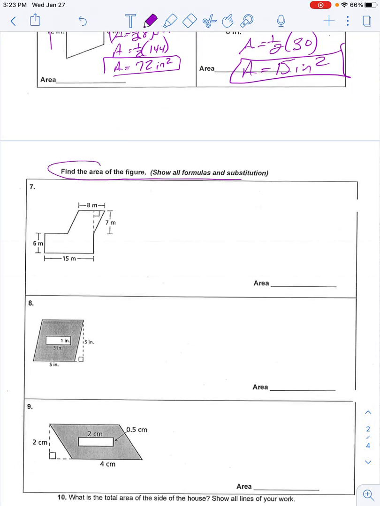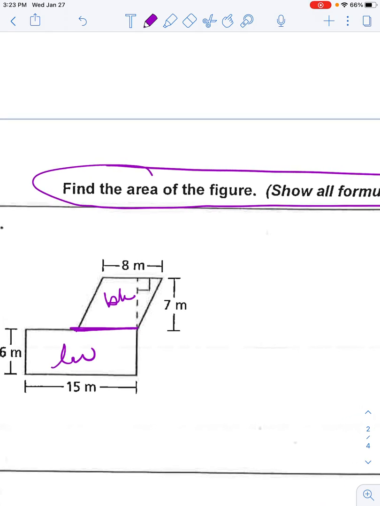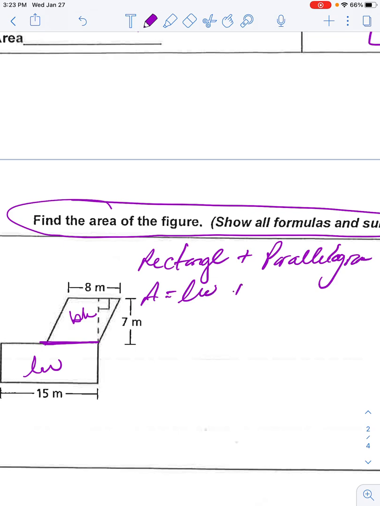Find the area of the figure, show all formulas and substitutions. Starting with number 7. I'm going to cut this shape. This is a composite figure, so I see a rectangle here and a parallelogram up here. So I'm going to write rectangle plus parallelogram. Rectangle is length times width, parallelogram is base times height.